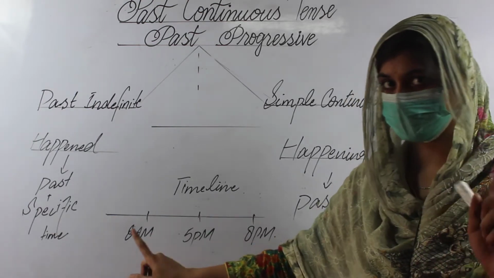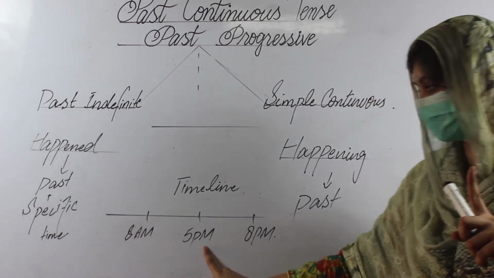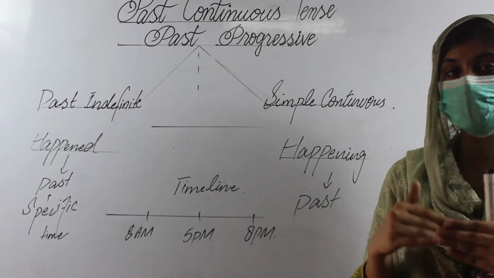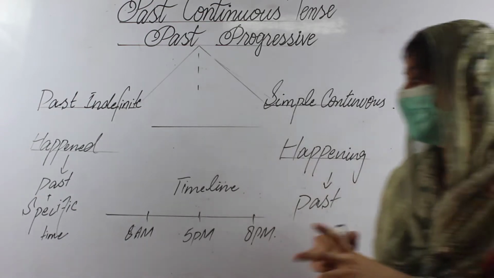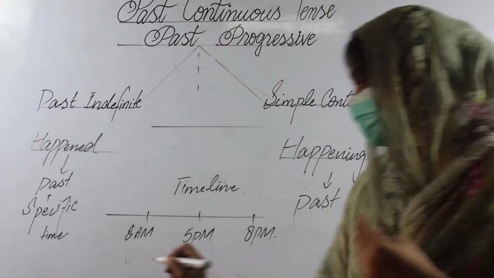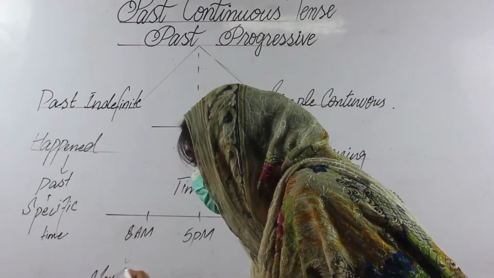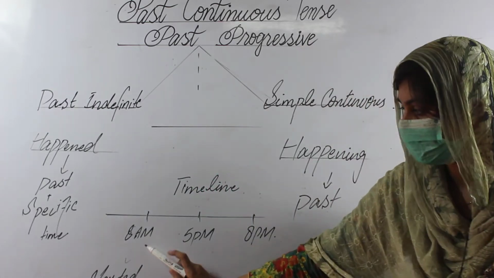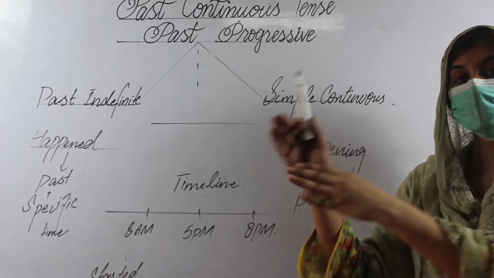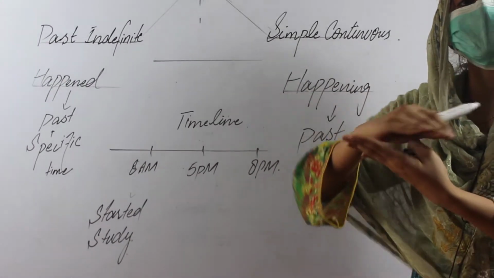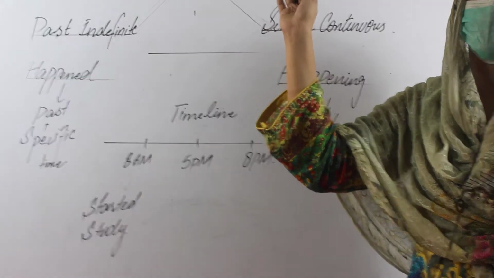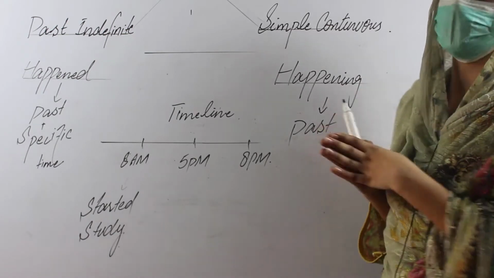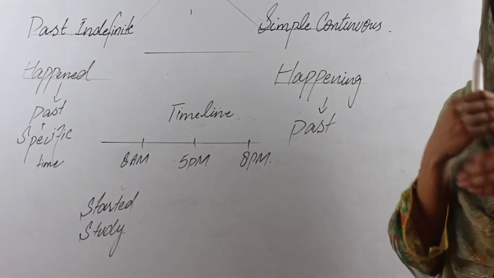The first one is 8 a.m. The second one is 5 p.m. and again 8 p.m. a.m. is the morning time, p.m. is the evening time, you can say. If I say I started study, when I started study at 8 a.m., which means in the morning time, that thing happened. I started study in the morning, at 8 a.m., which means this is showing the simple past, the past indefinite, and that happened.